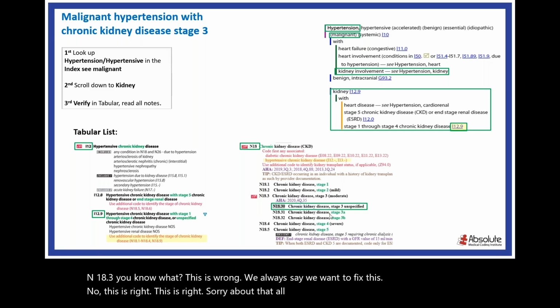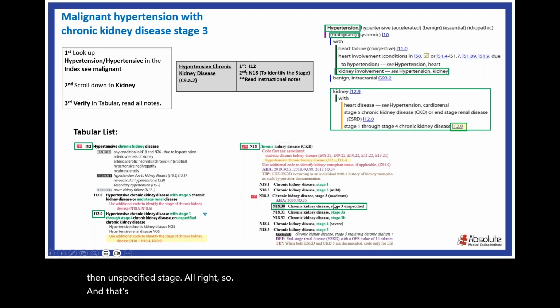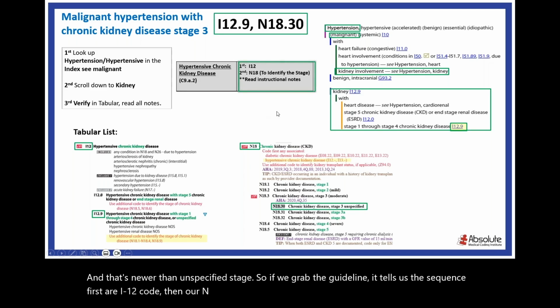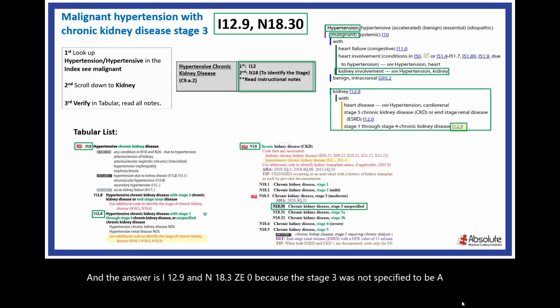All right, so stage 3 has stage 3A, stage 3B, and then unspecified stage. All right, and that's newer, the unspecified stage. So if we grab the guideline, it tells us to sequence first our I12 code, then our N18, and the answer is I12.9 and N18.30 because the stage 3 was not specified to be A or B.